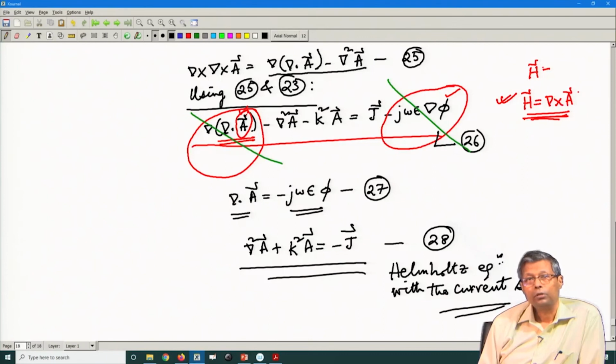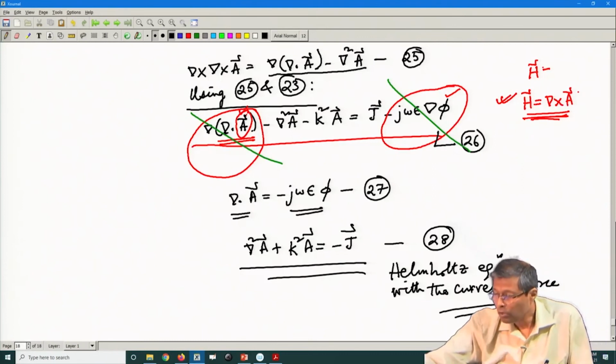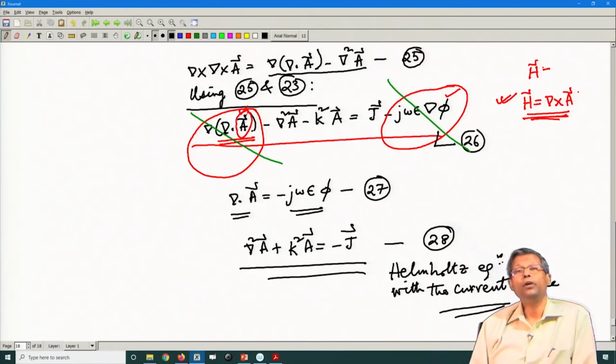Okay. So, let us stop here. We are going to start with the significance of Helmholtz equation in the next class and how it enables us to calculate the fields effectively. Thank you.